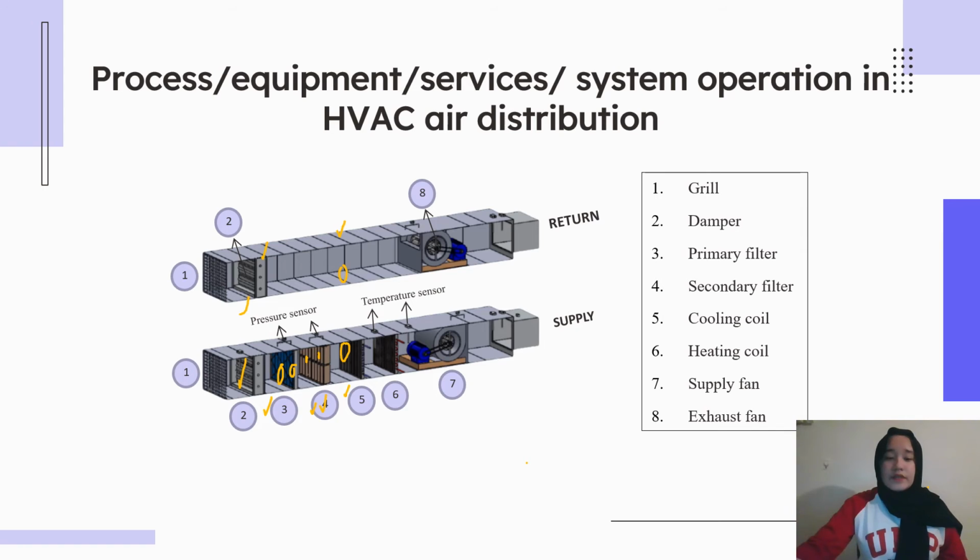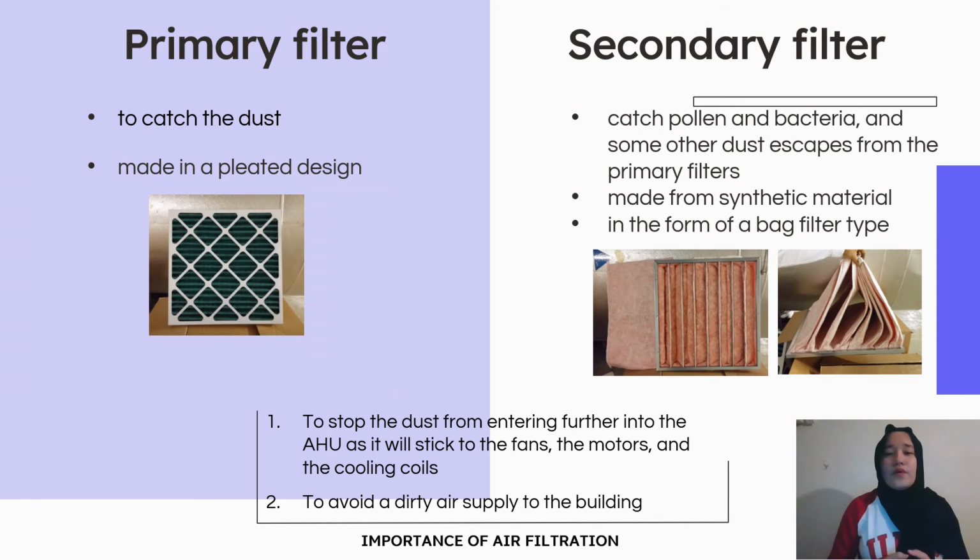So here is the sensor, the pressure sensor. The pressure sensor will sense if the fan is running. If the fan is running, then it will create a pressure difference. The sensor may detect a failure in the equipment and warn the engineers that a problem may occur by sensing the pressure drop. And then the temperature sensor. The temperature sensor will sense the temperature of the air to regulate the air entering the building.